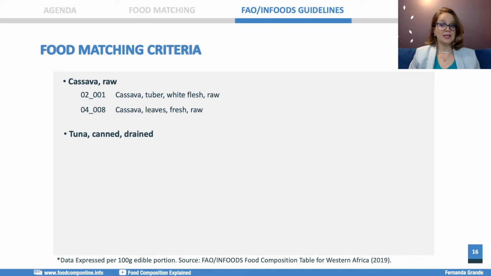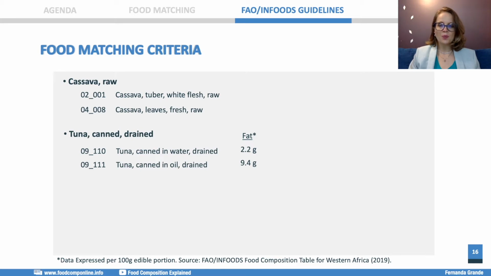So it is missing the preservation medium. And when we look into the same food composition table, we can see that there are two possibilities. We have canned in water and canned in oil, and it affects a lot the fat content, but it will also change the micronutrient content.